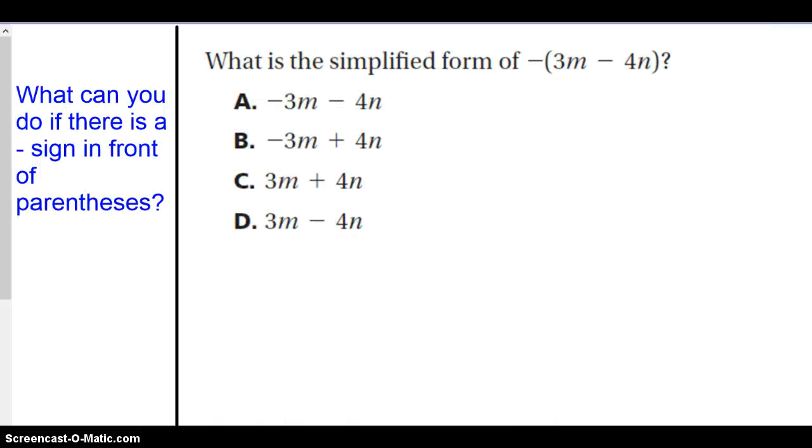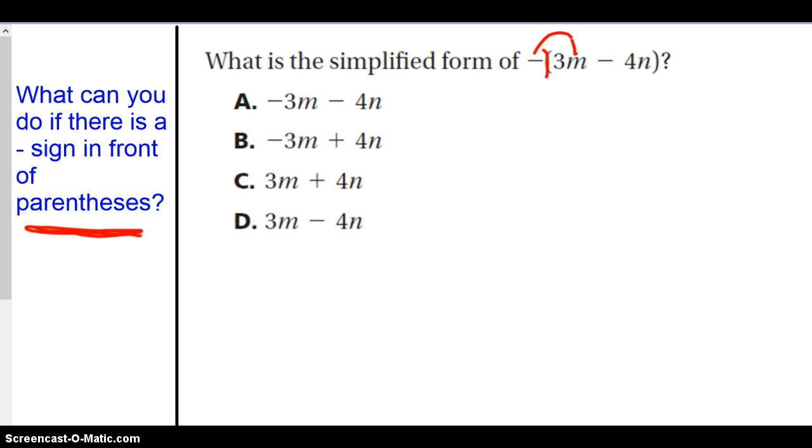Here we go. What is the simplified form of negative quantity of 3m minus 4m? So sometimes when you see this, there's a problem. Over on the left, you see this little question? This is a really good question to have written. What can you do if there's a negative sign in front of the parentheses? What can you put there? A lot of times, if you just put a 1, so it's negative 1, that makes it a lot easier.